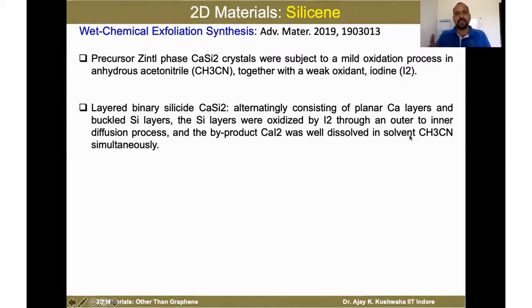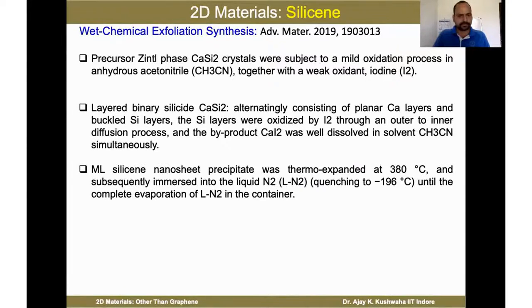So first Ca interacts with I2, which forms CaI2. Now we have the silicon atoms, and the CaI2 is also dissolved in this solution at the same time. So now basically we have a single layer of silicon. So a monolayer silicene nanosheet precipitate was thermo-expanded.